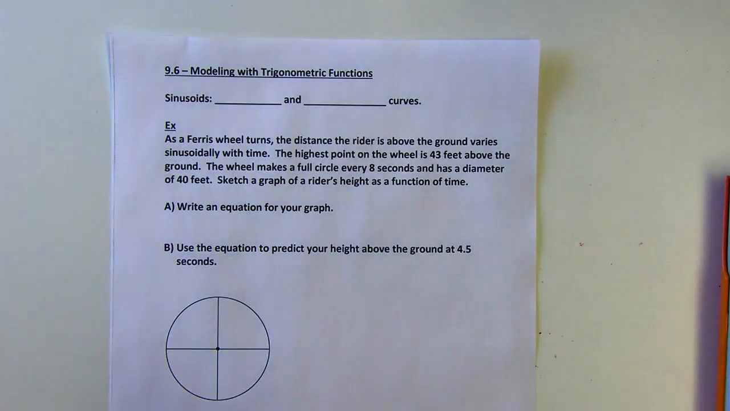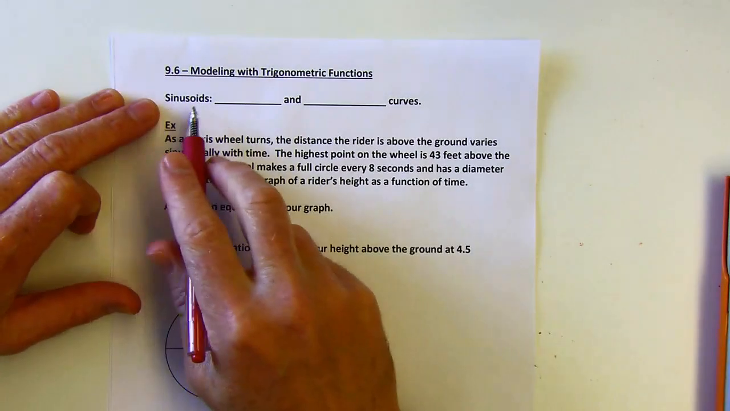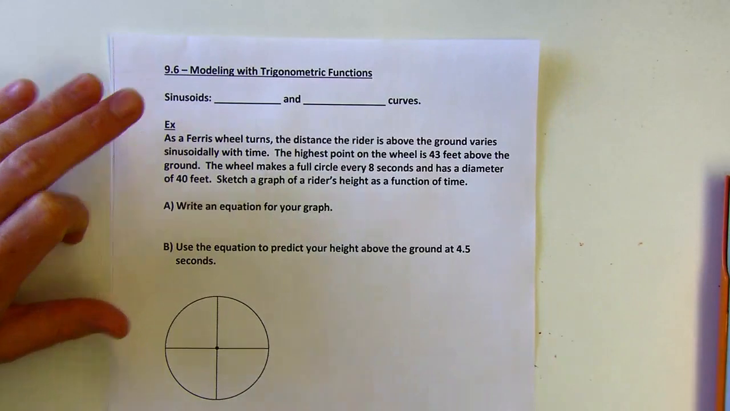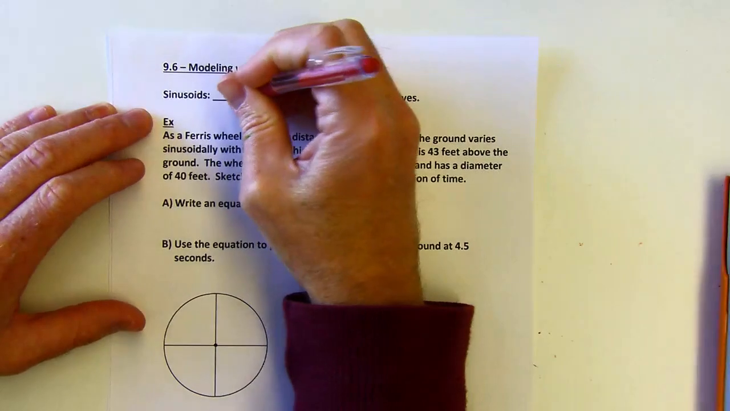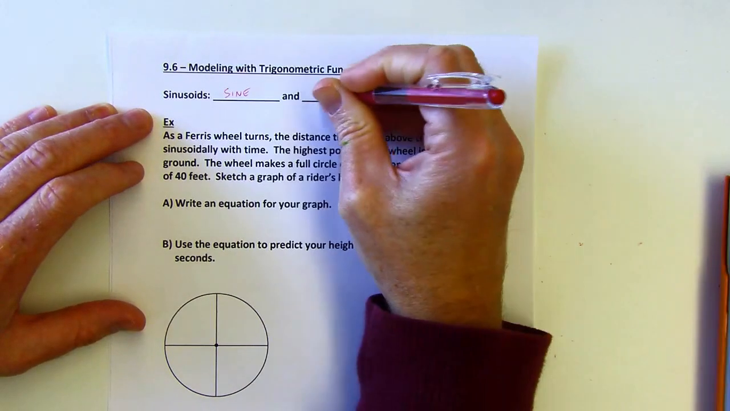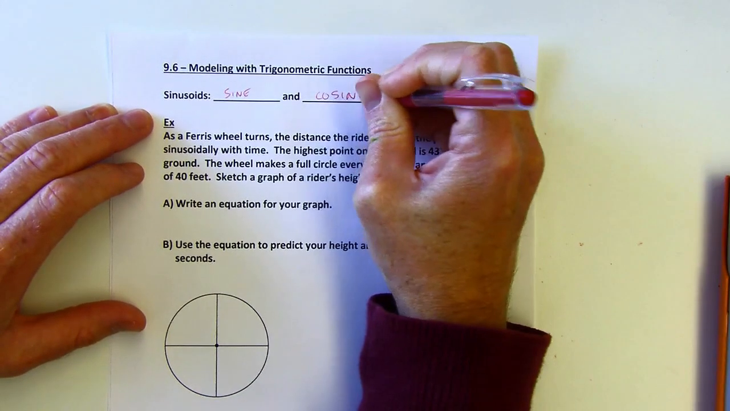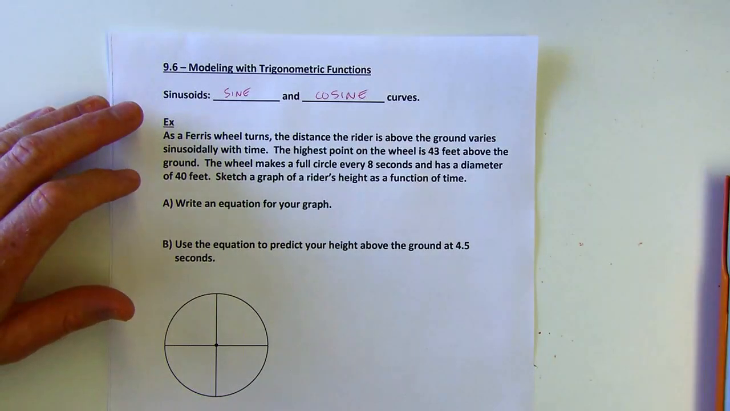Okay, let's do some modeling. I'm going to do some sinusoidal modeling. Sinusoids are just sine or cosine curves. Okay, I've got an example here I'm going to jump in with, which is a Ferris wheel.